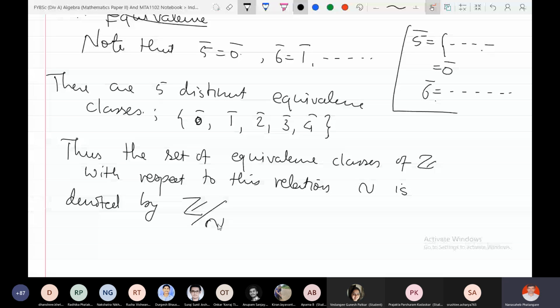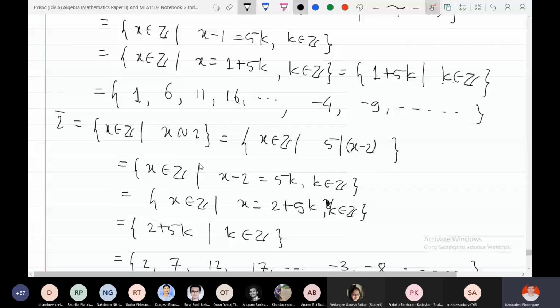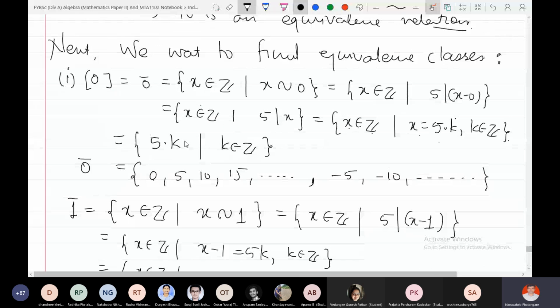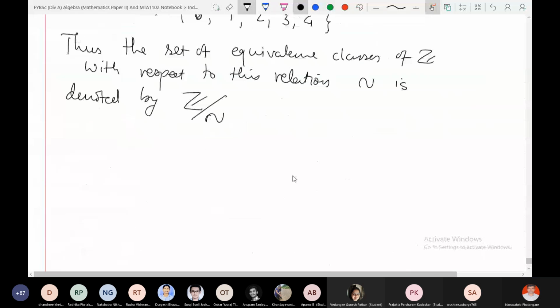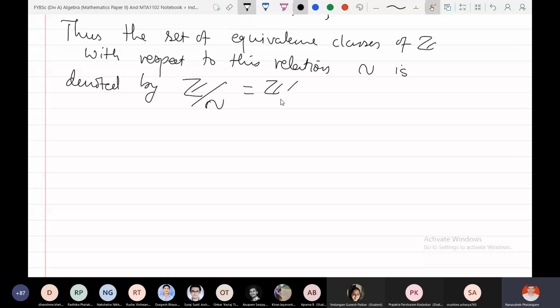5 is special. And how are these classes distinguished? The classes are distinguished modulo 5. Modulo 5 means modulo multiples of 5. You see the definition: 4 bar is 4 plus multiple of 5, 3 plus multiple of 5, 2 plus multiple of 5, 1 plus multiple of 5, 0 plus multiple of 5. So what is special is 5, multiples of 5.